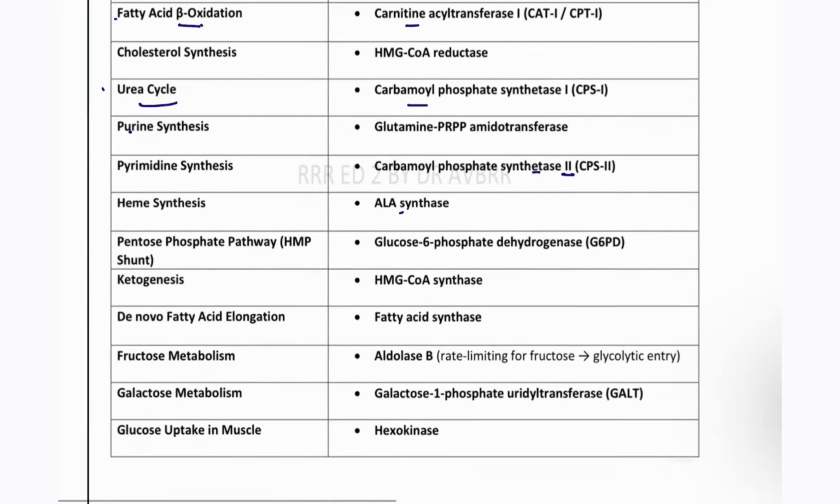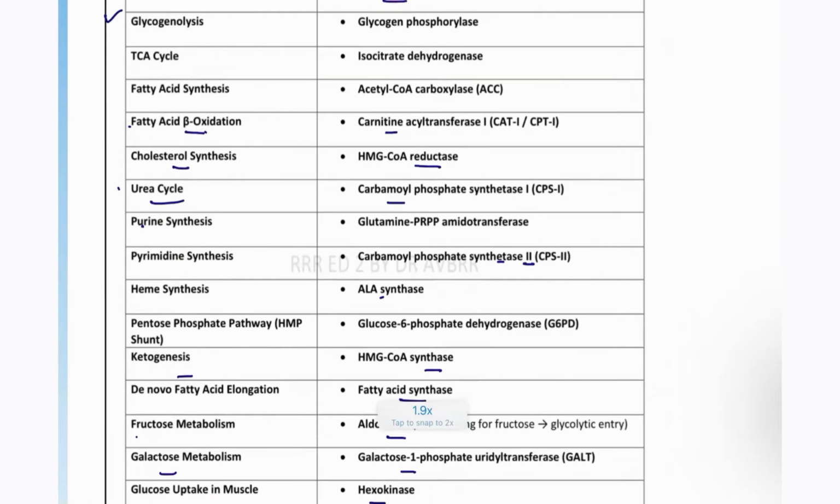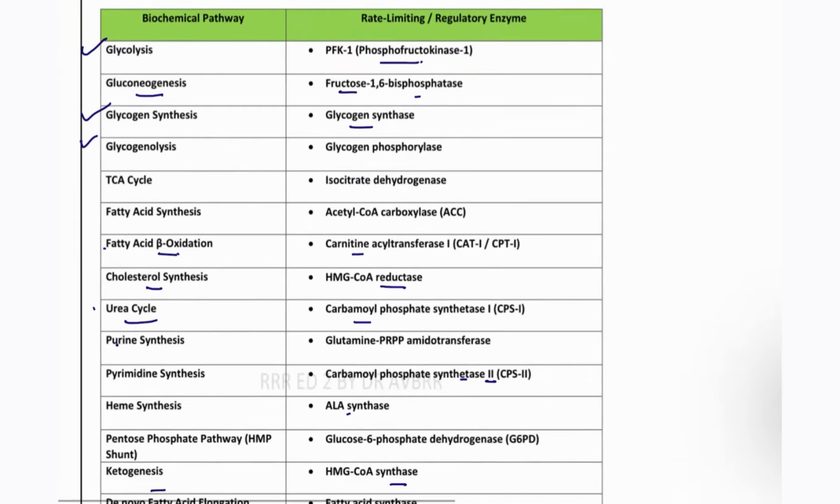See the difference? It is reductase in cholesterol, synthase in ketogenesis, and synthase in de novo fatty acid synthesis. Fructose metabolism, aldolase B, and galactose is the GALT gene, and glucose uptake in the muscle is hexokinase. These rate limiting steps can also be asked in the examination.